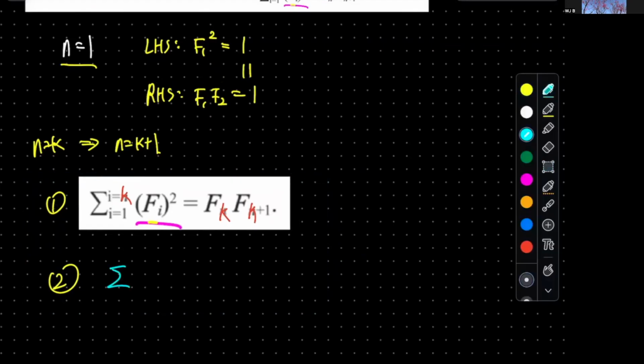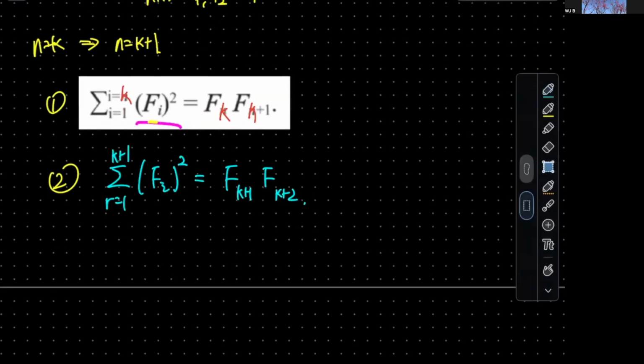So I'm going to go with the sum from r equal to 1 to k plus 1. That's my result that I need to show: the sum of Fi square is equal to fk plus 1 times fk plus 2. So here, I cannot use this result, but it's good to know where I'm going to start.